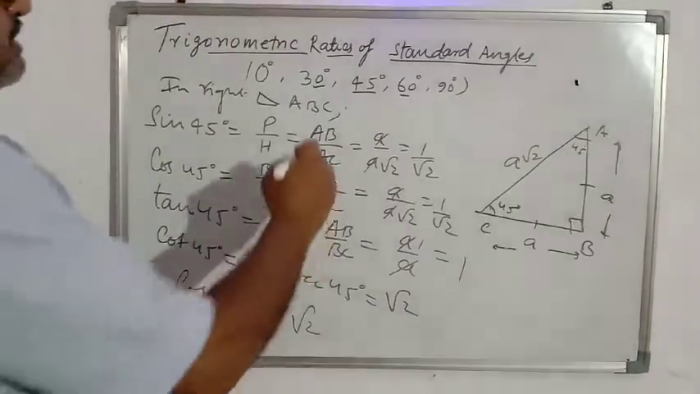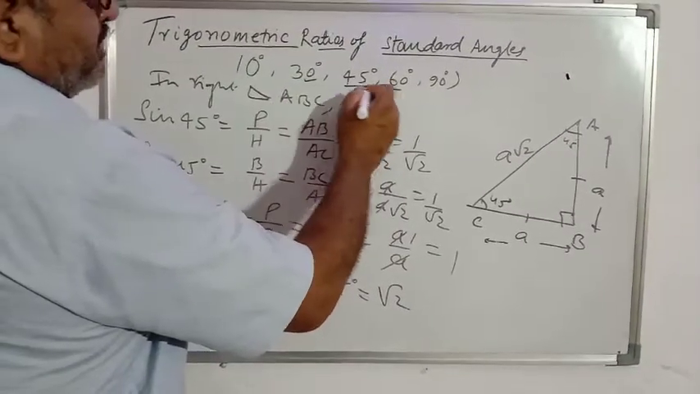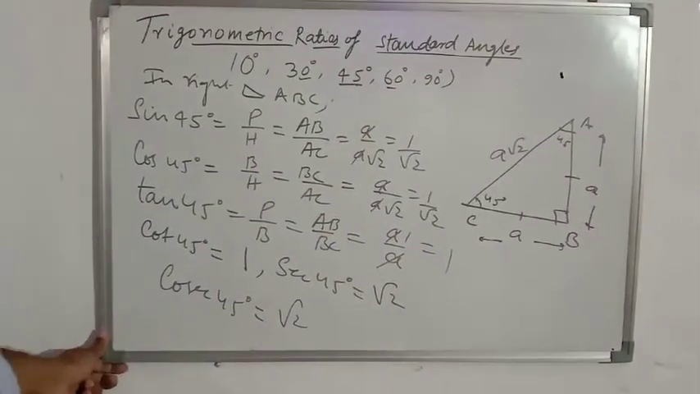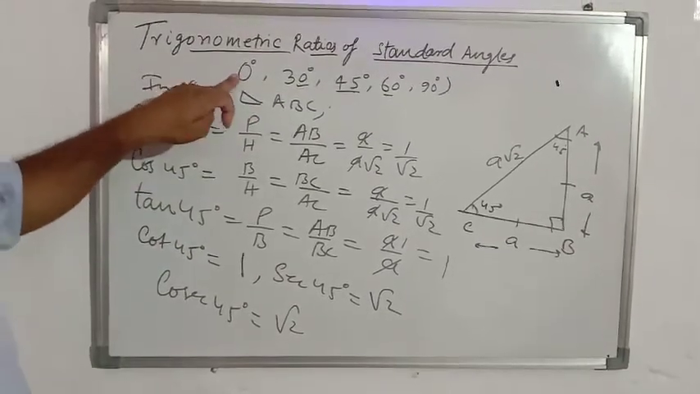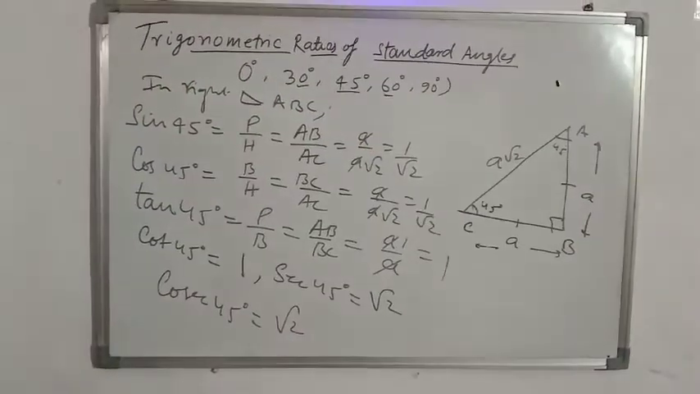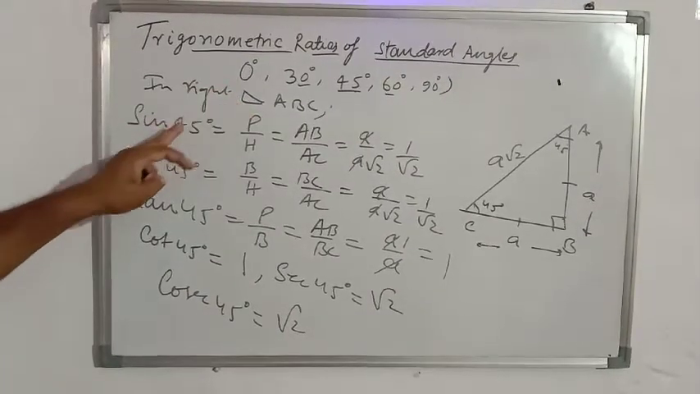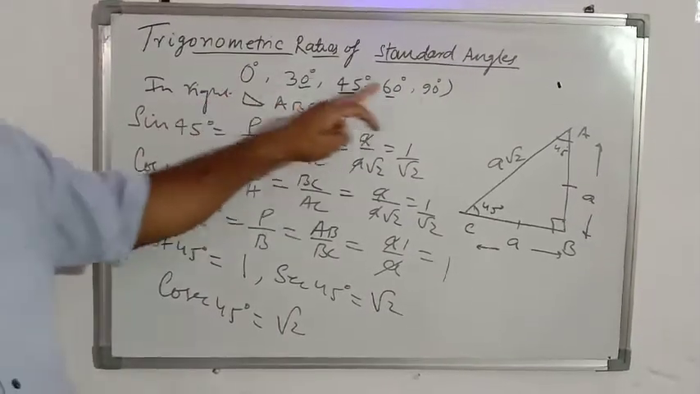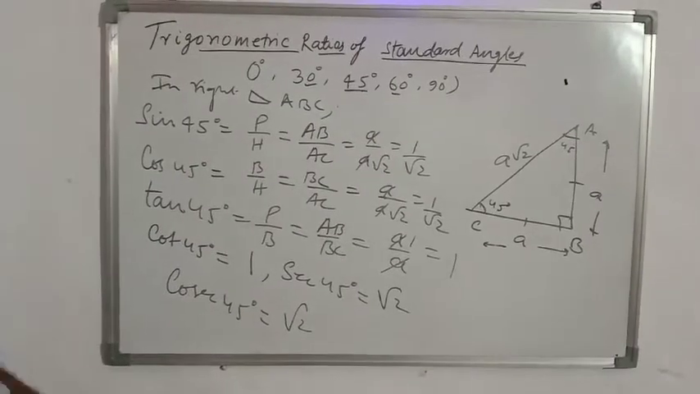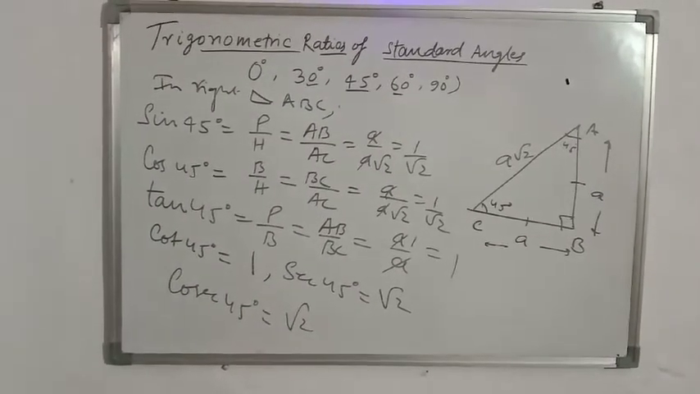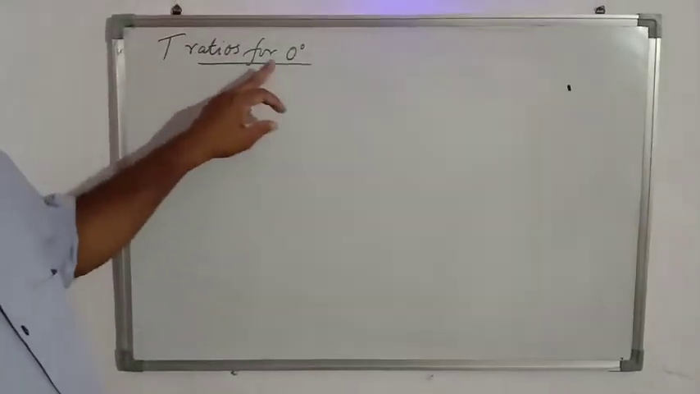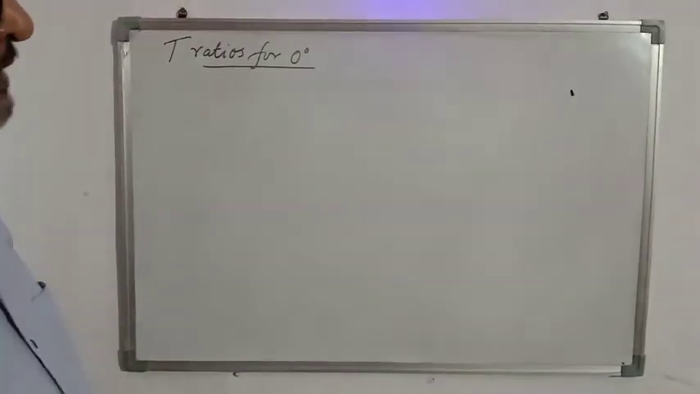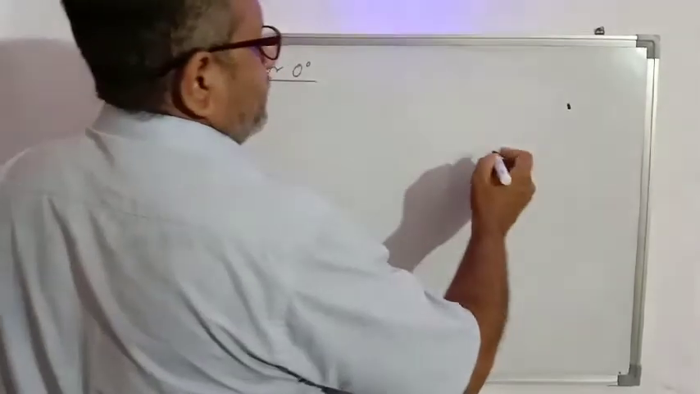So here we have seen the trigonometrical ratios for 30, 45 and 60 degree. Now two more angles are remaining, 0 degree and 90 degree. Now we will see the value of trigonometrical ratios for 0 degree and 90 degree. So let us see the trigonometrical ratios for 0 degree.